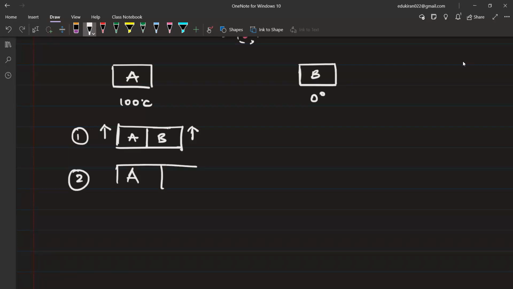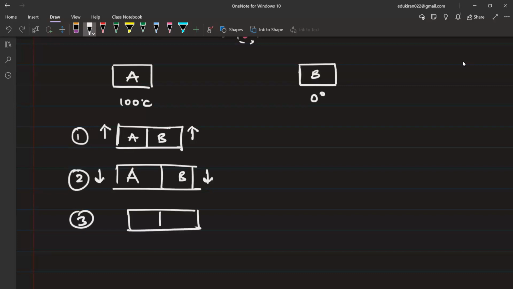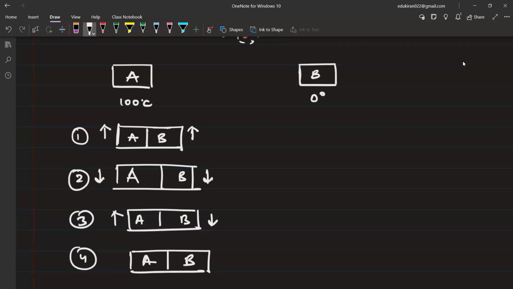Let me give you the options: the temperature of both A and B will decrease. And the third option is, let us suppose A will increase and B will decrease. Or the fourth option, the temperature of A will decrease and B will increase. Send your answers on the chat.